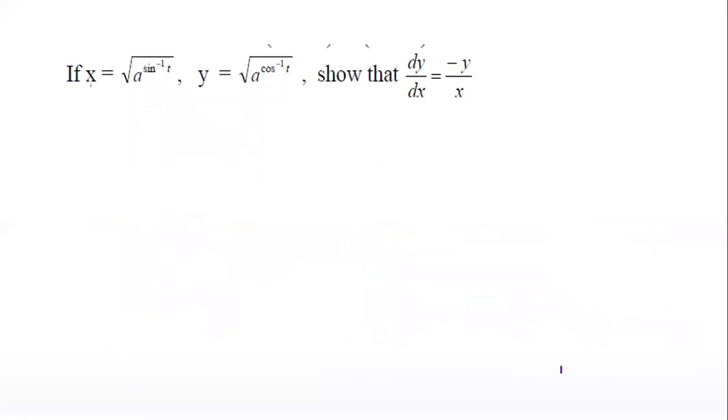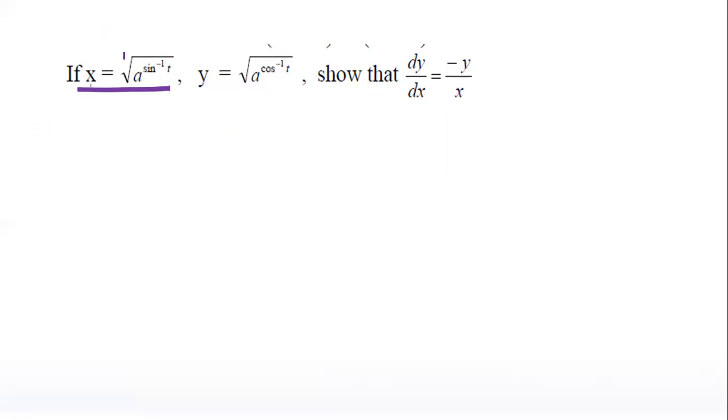There are cases where we can simplify first and then differentiate. For example, we have x equals square root of a raised to the power sine inverse t and y equals square root of a raised to the power cos inverse t. Show that dy over dx is minus y upon x. The first way is we will find out dx over dt, dy over dt, and then we will find out dy over dx equals dy over dt upon dx over dt. This is the first method.